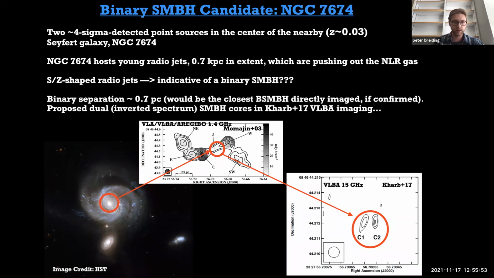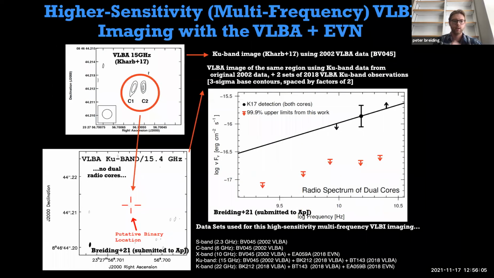So it would be the closest binary ever directly imaged, both in physical separation of the binary and closest to us in redshift, if it was indeed correct. Using a variety of different epoch observations and different frequency observations with the VLBA and EVN, we looked for the evidence of this binary. The punchline is we didn't find it.